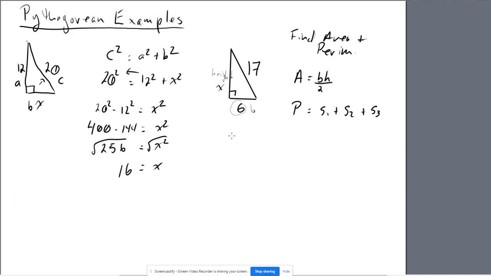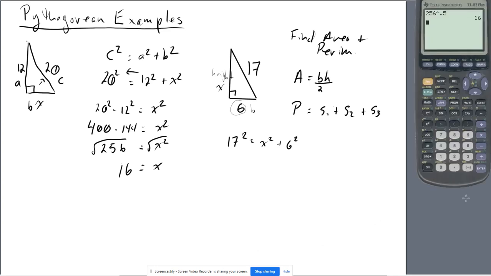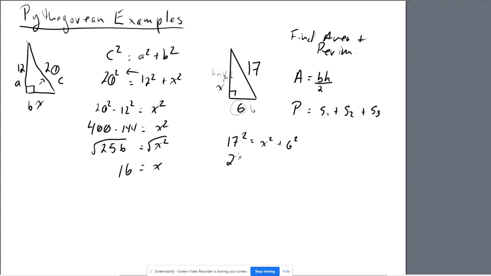So we're going to have that 17 squared is equal to x squared plus 6 squared. So I'm going to evaluate that. I'm going to grab my calculator and we're going to do 17 squared. 17 squared is going to be 289. Okay, so we're going to have that 289 is equal to x squared plus 36. Lob that 36 to the other side, so we're going to have 289 minus 36 is equal to x squared. And so I guess that would be 253 is equal to x squared.